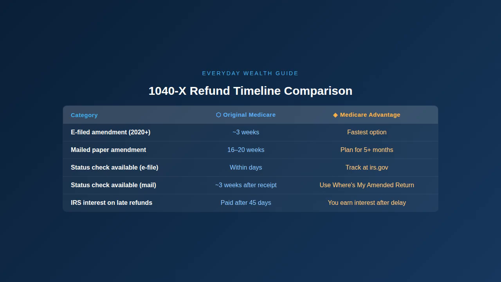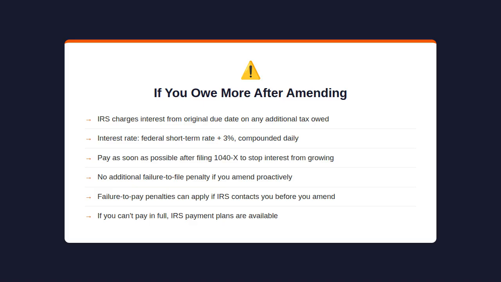You can check your amendment status online using the IRS tool called Where's My Amended Return, which is available at irs.gov. You'll need to enter your social security number, date of birth, and zip code. The status is usually available about 3 weeks after you mail your amendment.